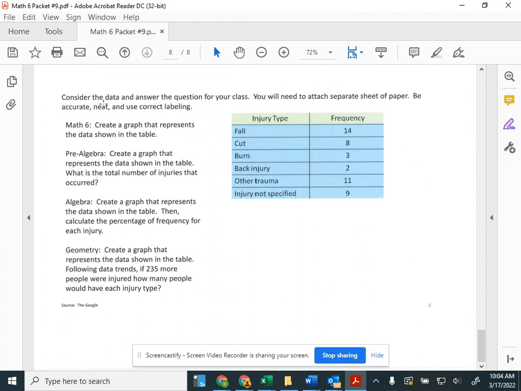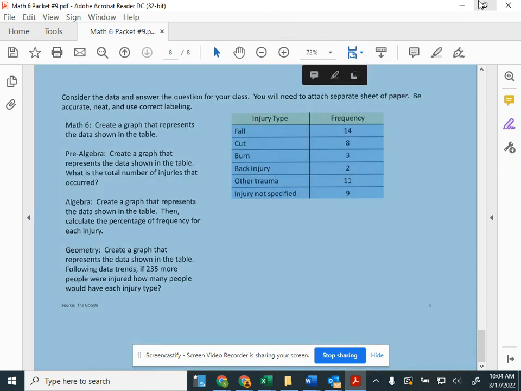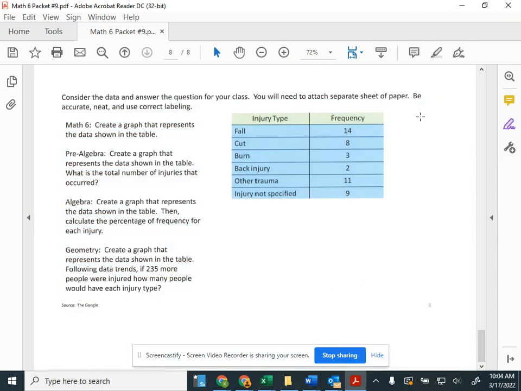Please note, it says use correct labeling. So we need to label our graph. So what would a good title for our graph be? Injuries. So titles go up at the top. What kind of graph do you think I should make? A bar graph. Bar graph is probably the easiest.